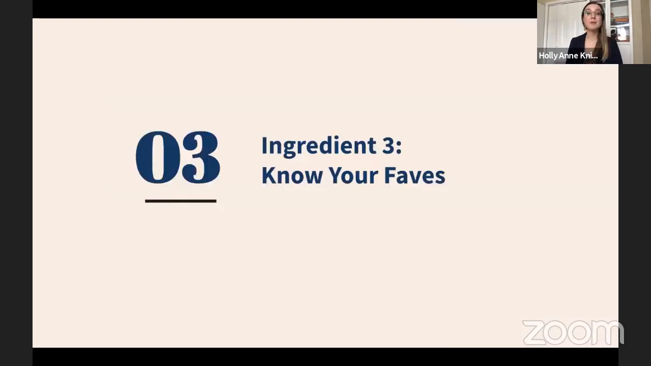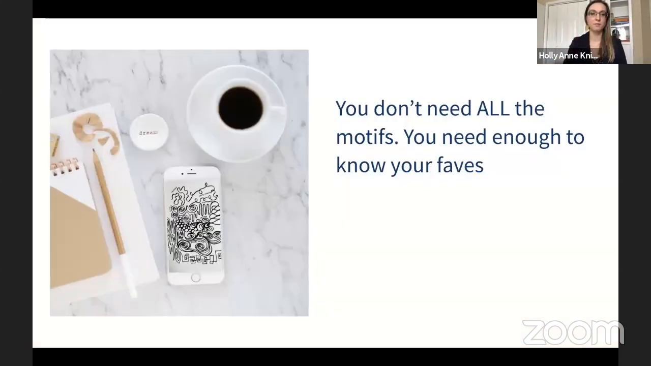All right, ingredient number 3. We have talked about needing to make a quilting plan. We've chosen our sauce pot, right? We have talked about the density of our quilting. Well, once you have the density, how do you make up that quilting plan? We need to chop some things up and pull some spices out and put them in this pot. And that is going to be all about knowing your favorite motifs.